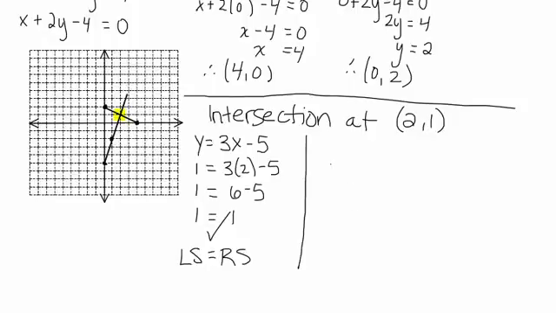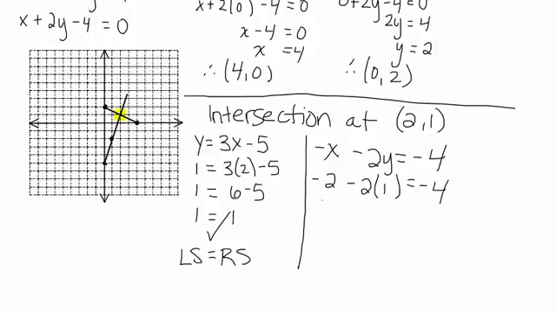Let's just verify the second equation, and then we can confirm our intersection point. So the second equation is negative x minus 2y equals negative 4. So let's plug in 2 for our x and 1 for our y. And then let's simplify the left side and the right side.